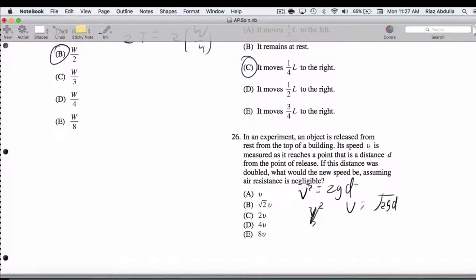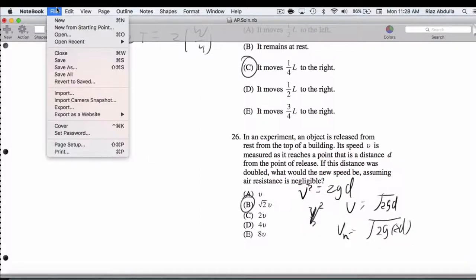Now let's double this distance. So we get v new is going to be the square root of 2g times 2d. So it looks like that is radical 2 times the v that we started with. So that's another 2 pages done. I believe it's pages 5 and 6. Can't be completely sure.